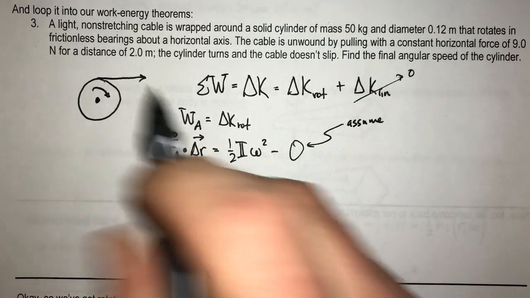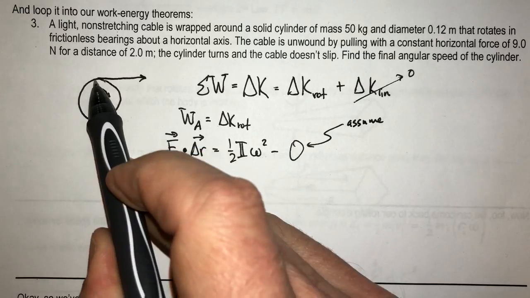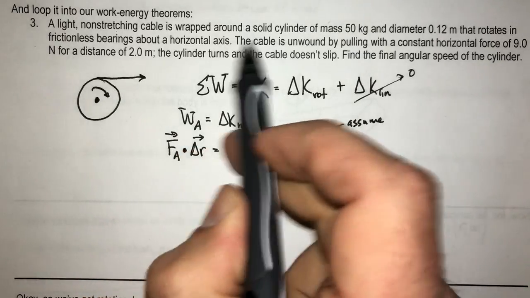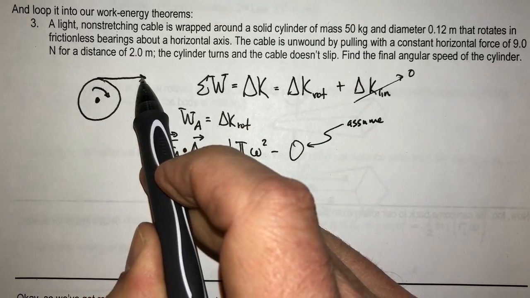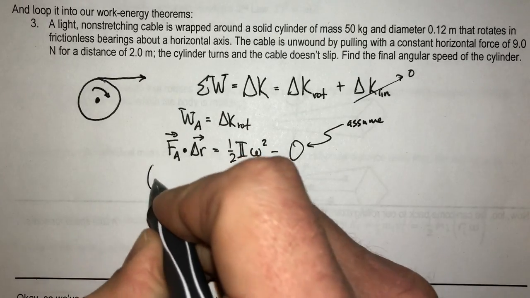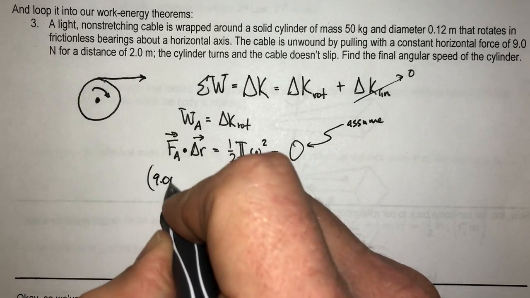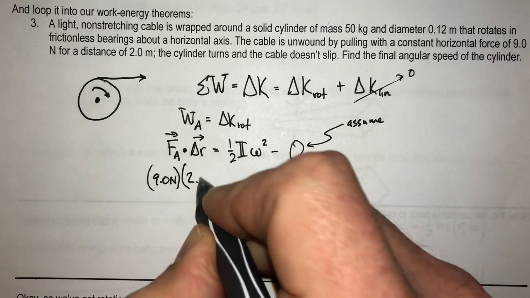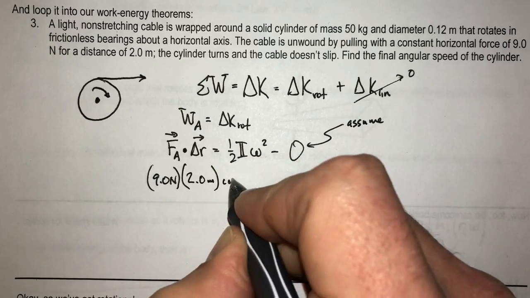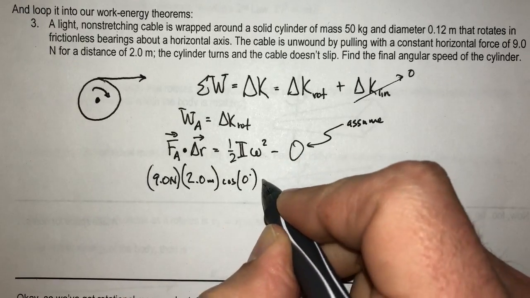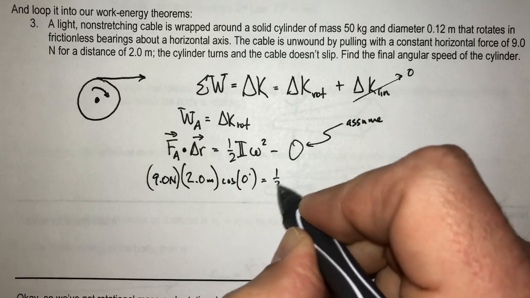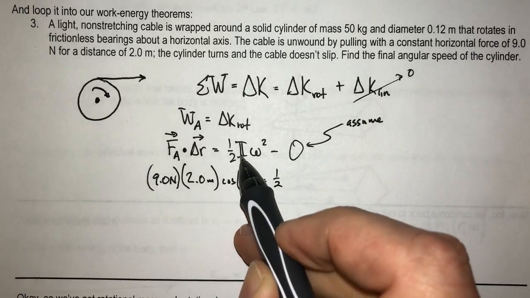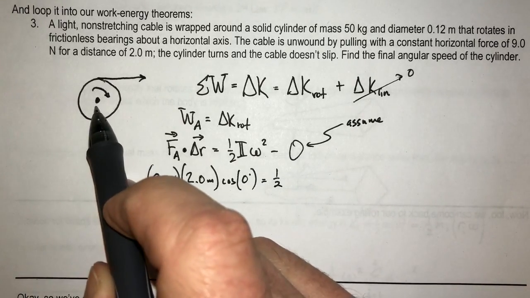The dot product here, the force and the displacement of that rope, that cable, are in the same direction. So I think we just have the magnitude of the force, the magnitude of the displacement, and the cosine of the angle between them, which is 0. Now, we need the moment of inertia of this kind of mass distribution.